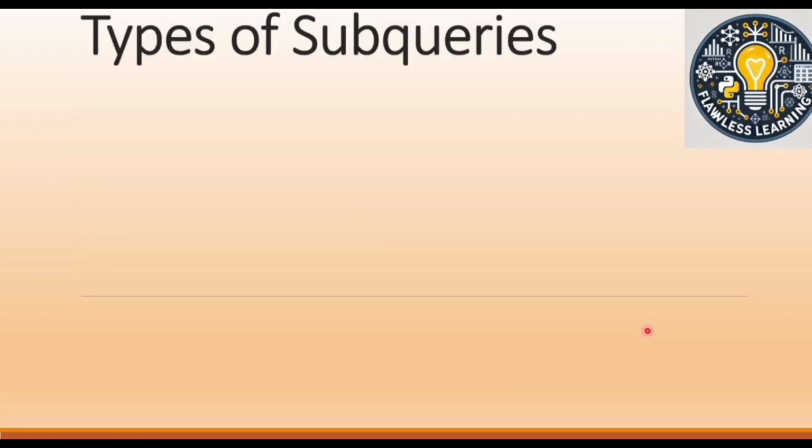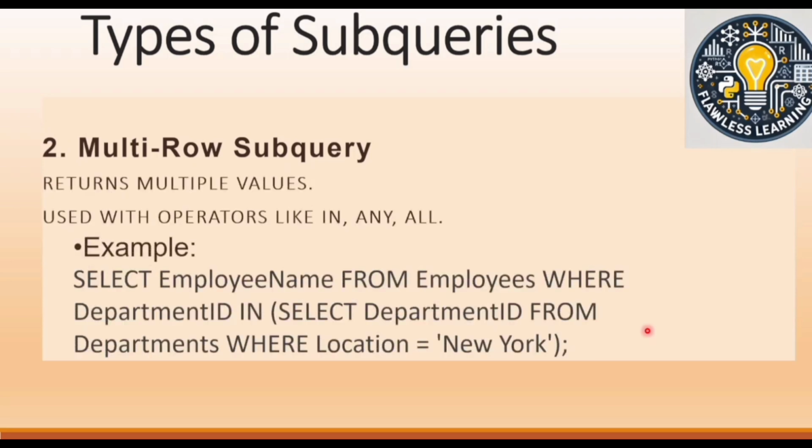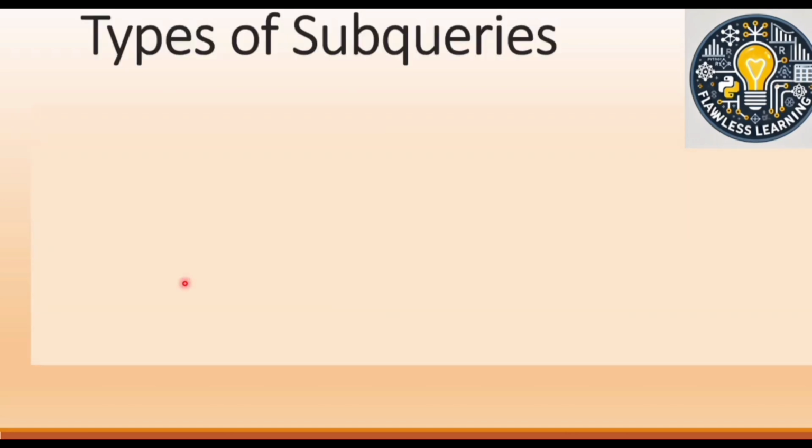Okay, now let's go for another type of subquery, which is the multi-row subquery. A multi-row subquery returns multiple values and works well with IN or ANY operators, right? Now, operators like IN, ANY, ALL are used here. Earlier, the single row subquery returned one single value, but this returns multiple values.